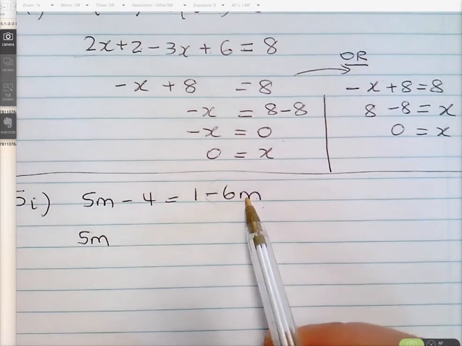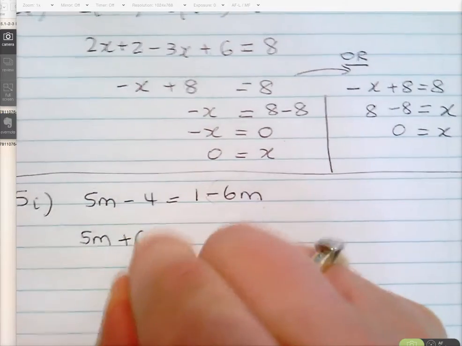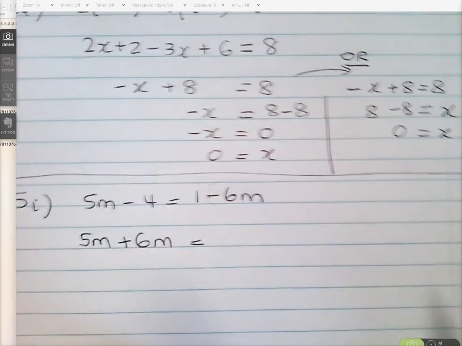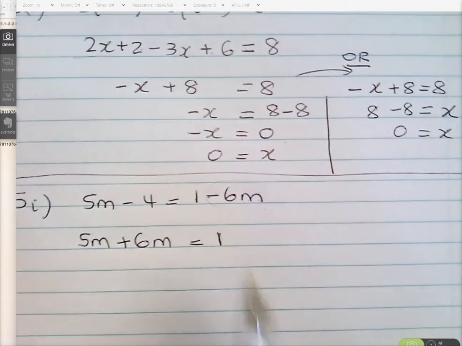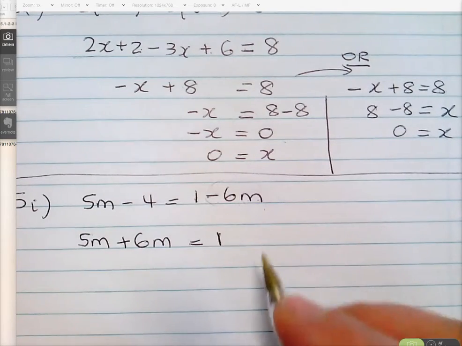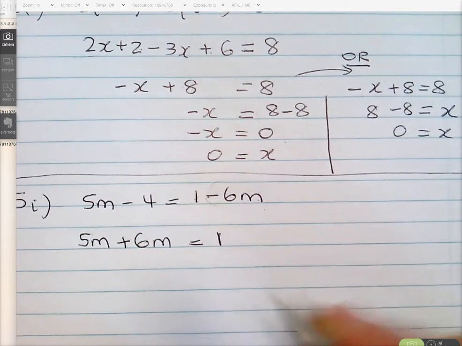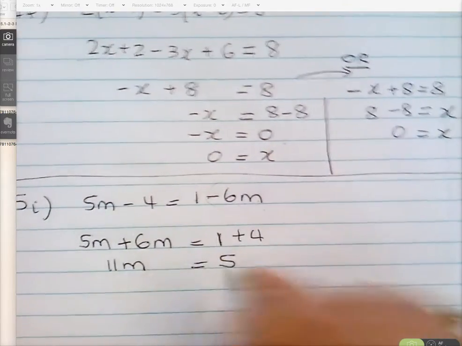So I've got minus 6m, take away 6m, the opposite of take away 6m is plus 6m. Okay, so I've basically picked that up and taken it over. I want to keep my 1 here, that's a positive 1. I want to pick this up and take it over. Plus or minus? Plus 4. So I've got 11m equals 5.